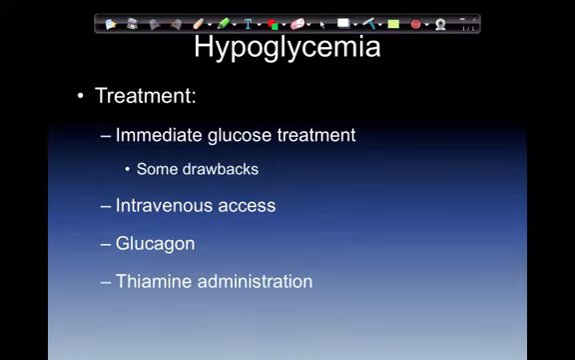Hypoglycemia, immediate glucose treatment. There are some drawbacks to this. If we administer glucose orally, as soon as we do, the pancreas dumps a bunch of insulin, which may have just decreased our efforts as far as treatment. Intravenous access: because of changes in the venous blood vessels secondary to diabetes, IV access can be difficult to obtain sometimes. Glucagon administration, if the patient does not have IV access, or if attempts at IV access cause significant delay in therapy. And then thiamine administration.